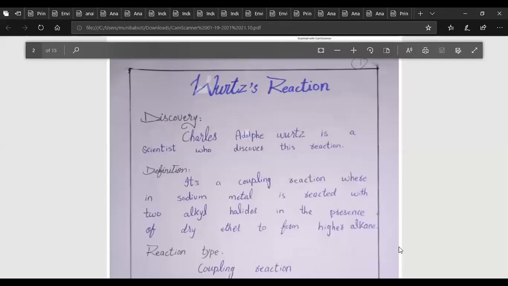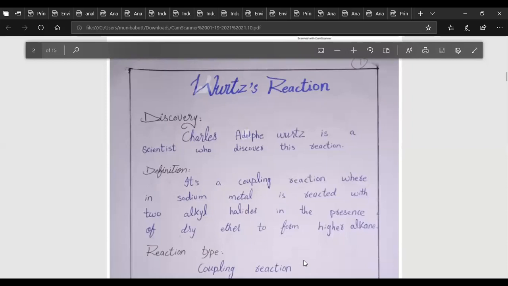First of all, I tell you about Wurtz reaction. In Wurtz reaction, I tell you about its discovery. Sir Charles A. Wurtz is the scientist who discovered this reaction. Now we move to its definition. It's a coupling reaction wherein sodium metal is reacted with two alkyl halides in the presence of dry ether to form higher alkanes. Its reaction type is coupling reaction.